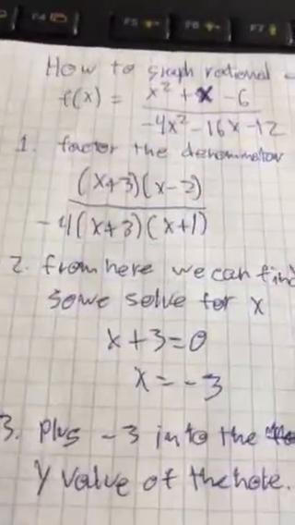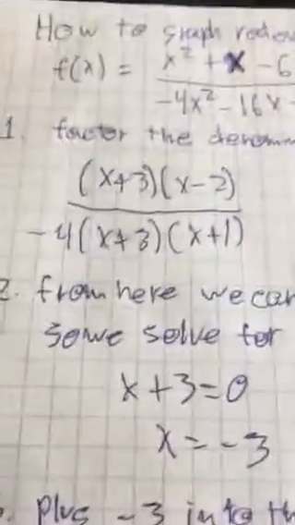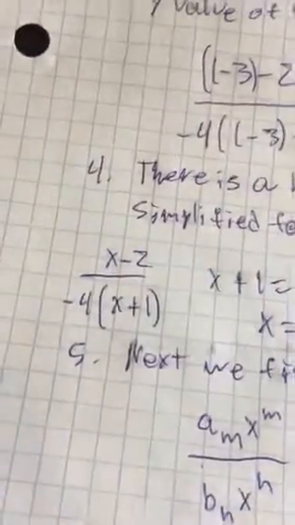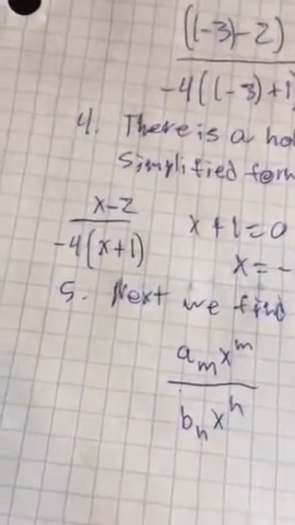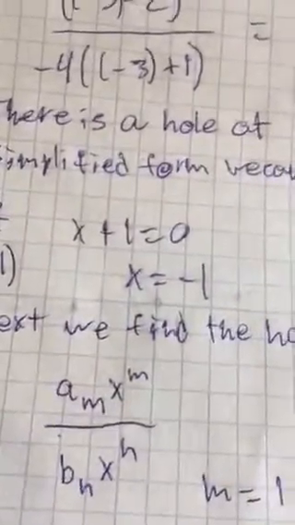You have to remember to factor and simplify as much as possible, because if you look at the vertical asymptotes here in this equation, you get it wrong. So you have to simplify it. Then you would solve for x, where x plus 1 equals 0, and we get x equals -1.